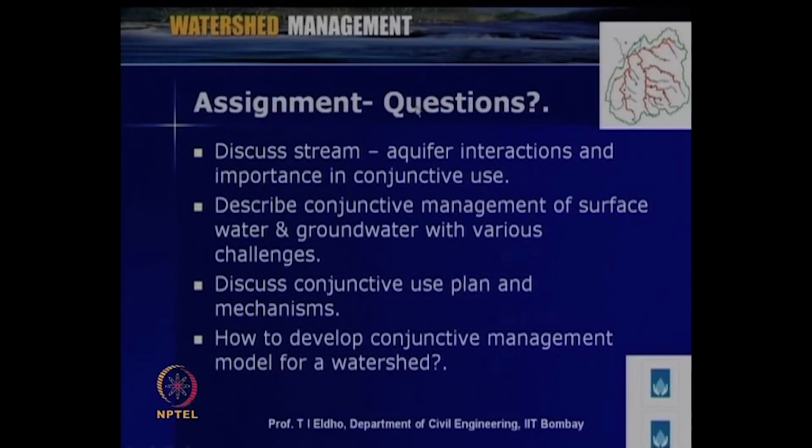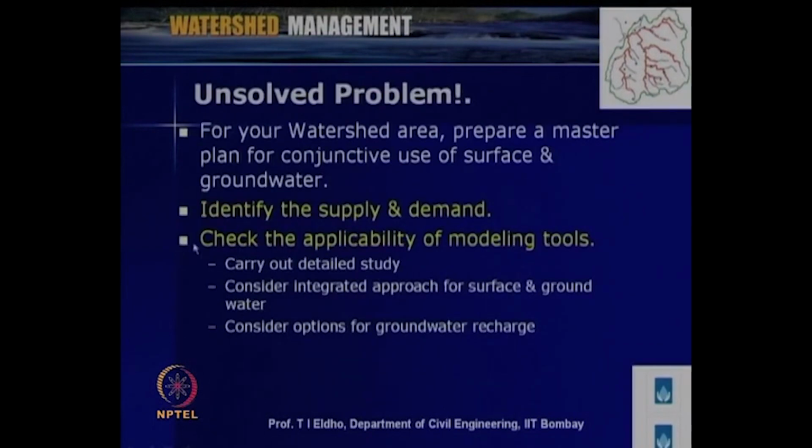Then a few assignment questions: discuss stream aquifer interactions and their importance in conjunctive use, describe conjunctive management of surface water and groundwater with various challenges, discuss conjunctive use plans and mechanisms, and how to develop a conjunctive management model for a watershed. Related topics we have also discussed in today's lecture. So, finally, there is an unsolved problem.